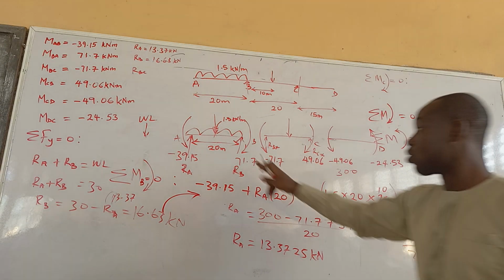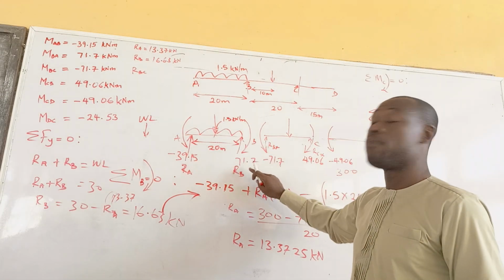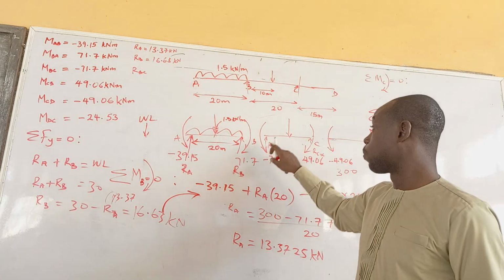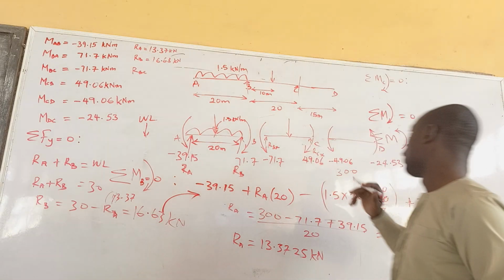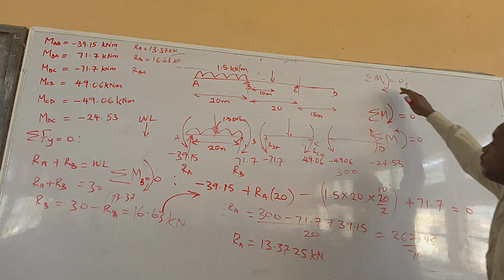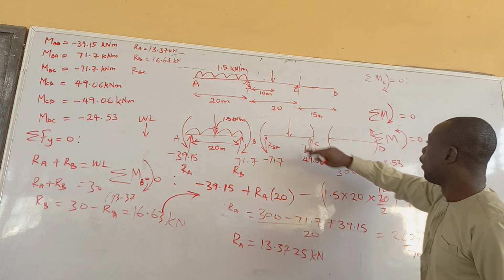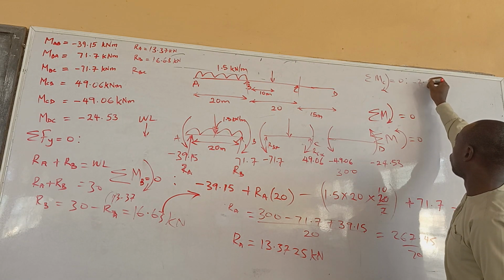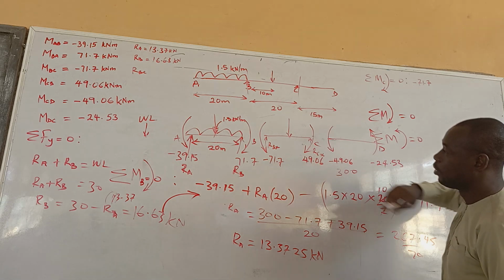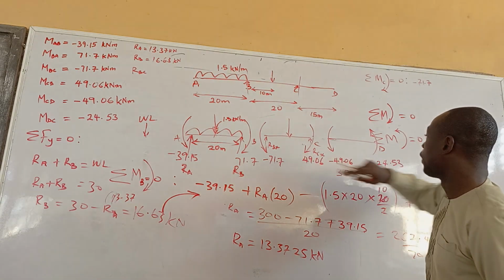Why am I using another thing? Because we already have something that we have labeled RB. That's why I'm not putting RB here. That's why I'm trying to differentiate with something like bx. Very good. Now, we are summing this moment to be equal to 0. What do I have here? I have a moment of minus 71.7.